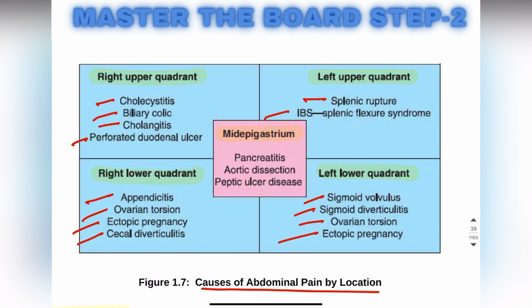Okay, if there is a pain in the mid epigastrium, we will be suspecting pancreatitis. It's the inflammation of the pancreas. Aortic dissection. Aortic dissection is a serious condition in which a tear occurs in the inner wall of the body's main artery, that is the aorta. Then it's peptic ulcer disease. It's characterized by a break in the inner lining of the gastrointestinal tract because of gastric acid secretion or pepsin.